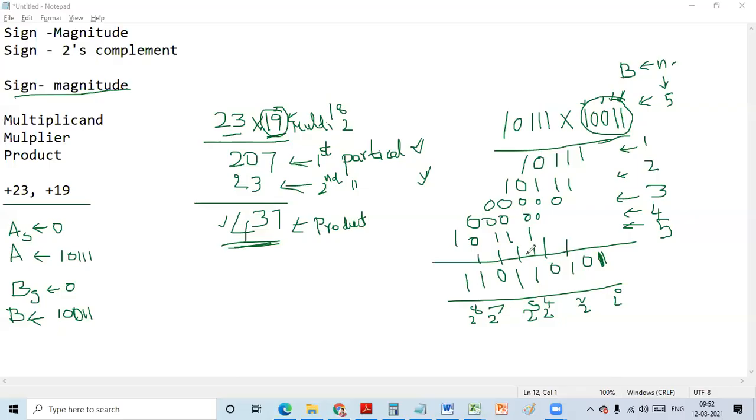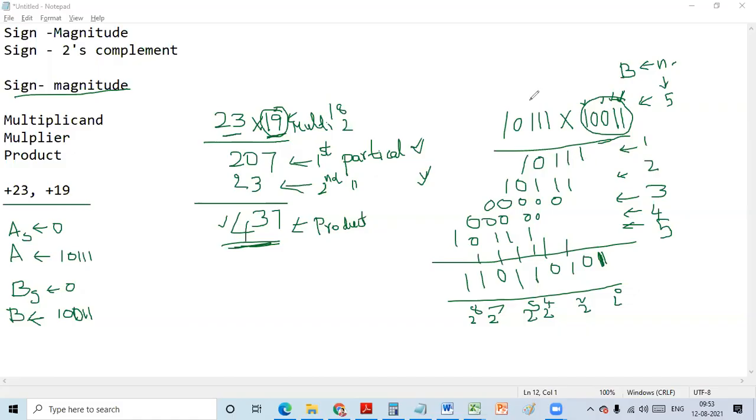So rather than this, what can I do? I will add each partial product to a register which is initially 0. We are accumulating the partial products rather than waiting for all 5 products and then adding. It is convenient: whenever one partial product is there, I add it to a register that holds the final output, which is initialized to zeros first. Am I clear? So the first partial product is 10111.